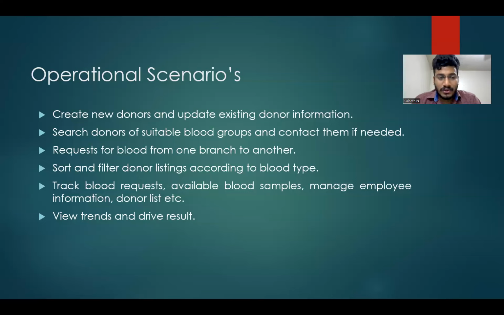Using this data, we can also track the blood requests, which ones are already served, which are pending for fulfillment, or which are waiting for someone to collect those samples. We can also manage employee information, basically who is driving the complete blood bank operations, and the donor list, the people who are donating. If this information is connected to external reporting tools like Snowflake, we can drive the results and trend them. Basically, we can come to know what is actually required and reach some conclusions by looking into the data.